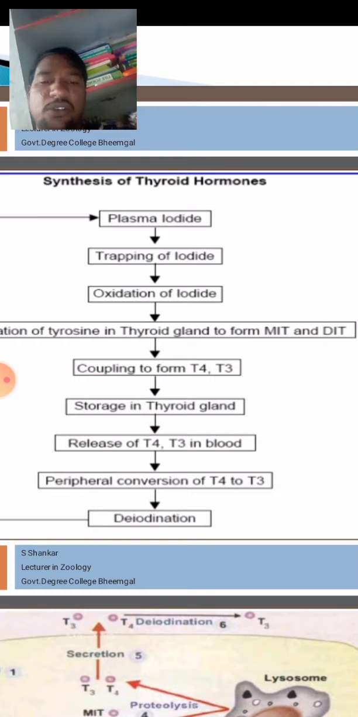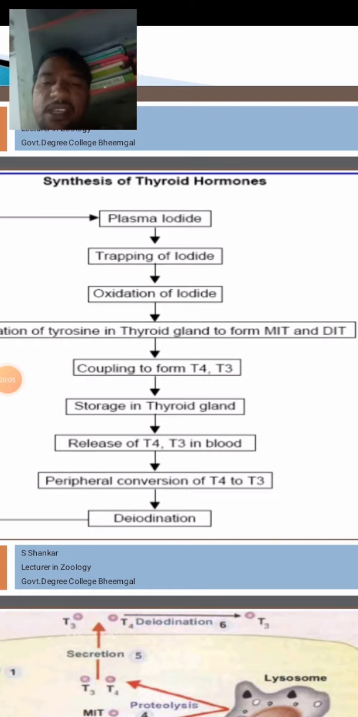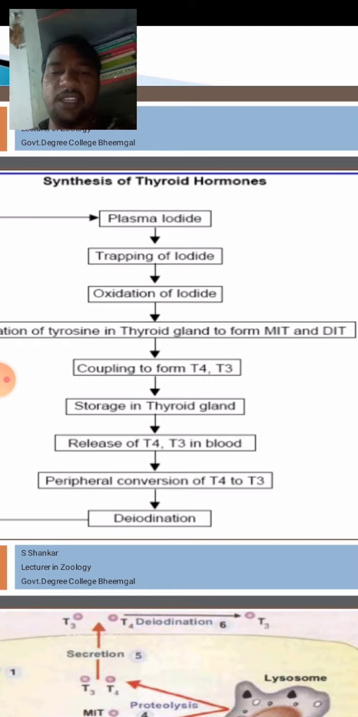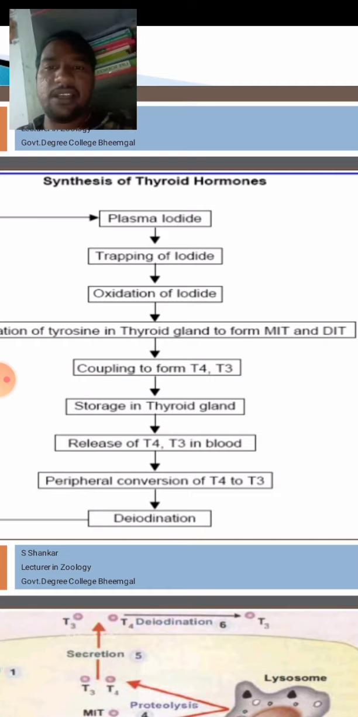Storage in the thyroid gland. Release of T4 and T3 into the blood. Peripheral conversion of T4 and T3. Steps in the synthesis of thyroid hormone.